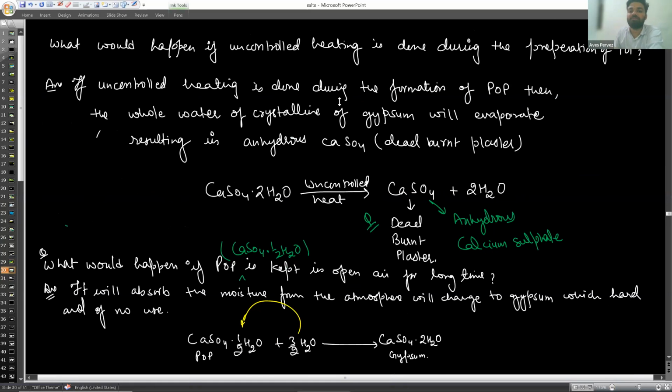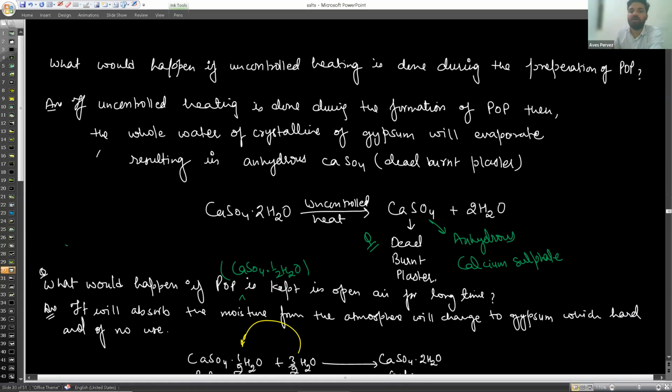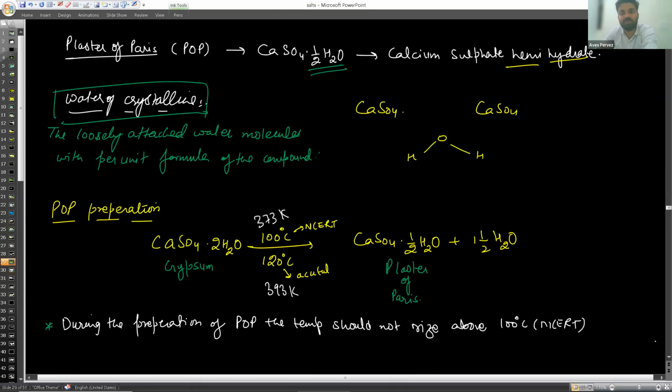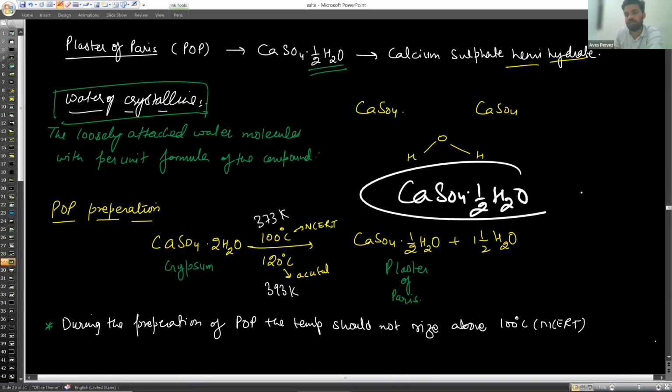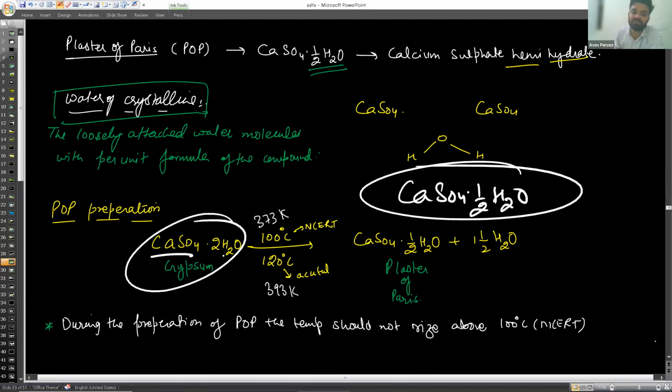What would happen if uncontrolled heating is done during the preparation of POP? Let me tell you what POP is. POP is plaster of Paris, which is calcium sulfate hemihydrate, CaSO4 dot half H2O. How can we prepare it? By heating gypsum. Gypsum is CaSO4 dot 2H2O. It should be done at constant temperature.